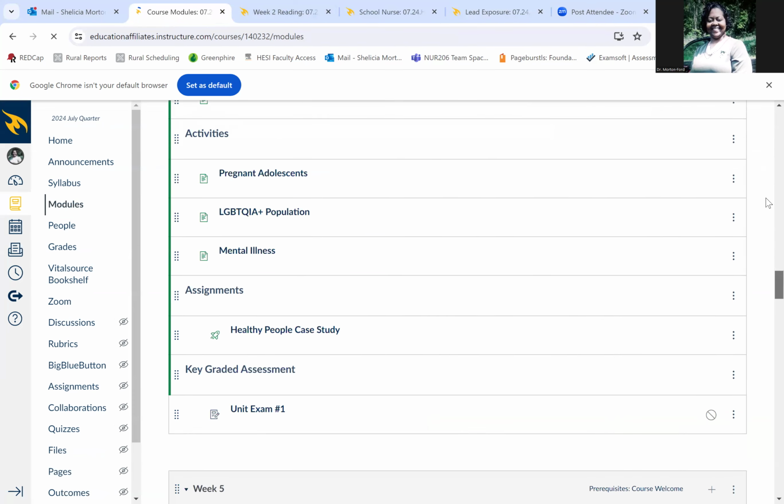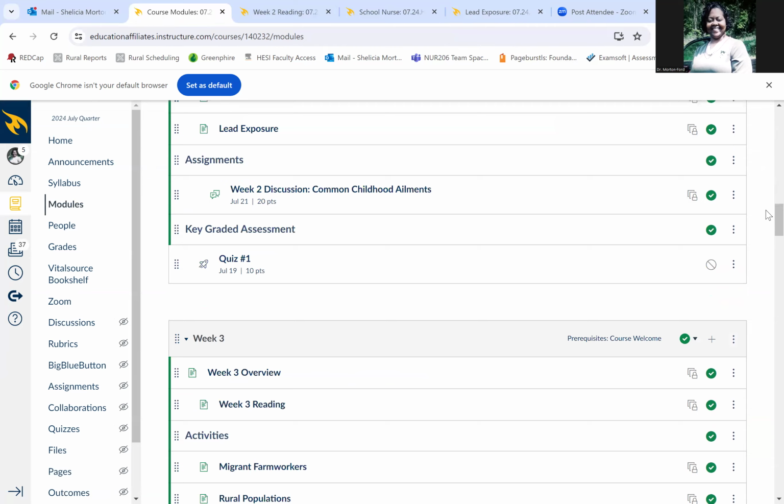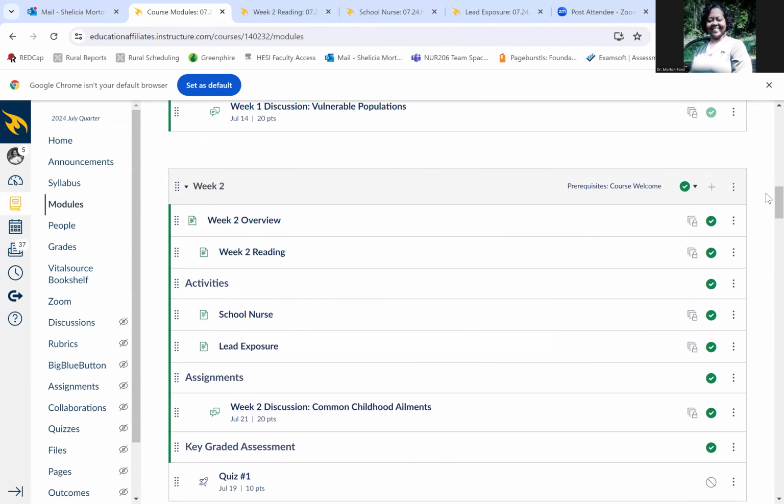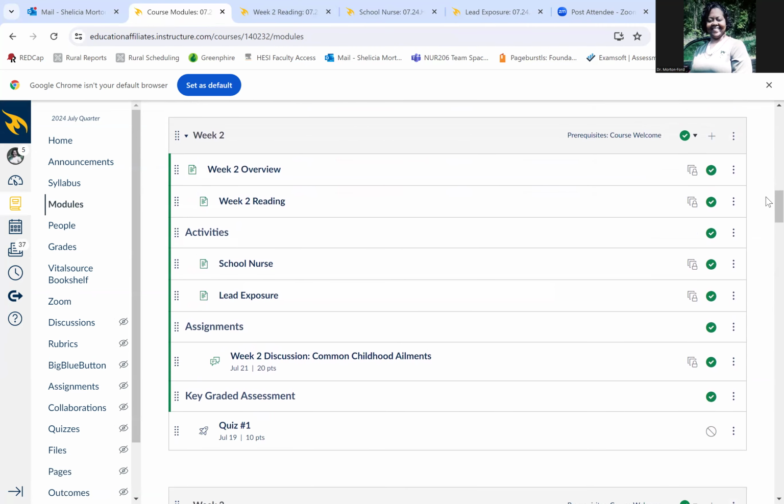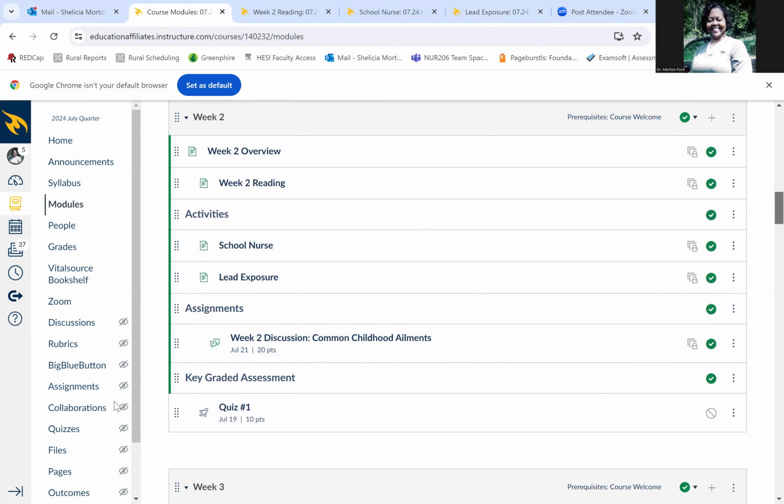So let's look again at our week 2. So our required readings, we looked at those, our activities, and then you have an assignment, a week 2 discussion that's about common childhood ailments. And then in week 2, you will also take quiz 1.